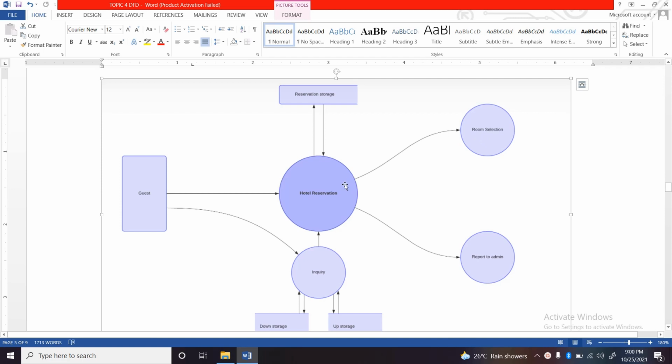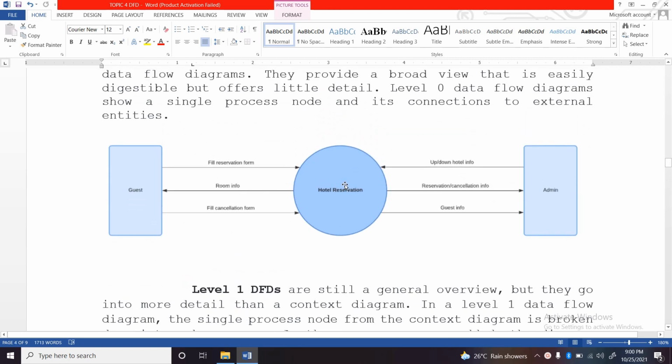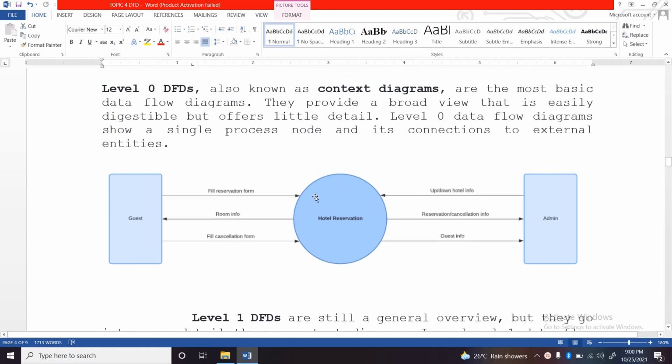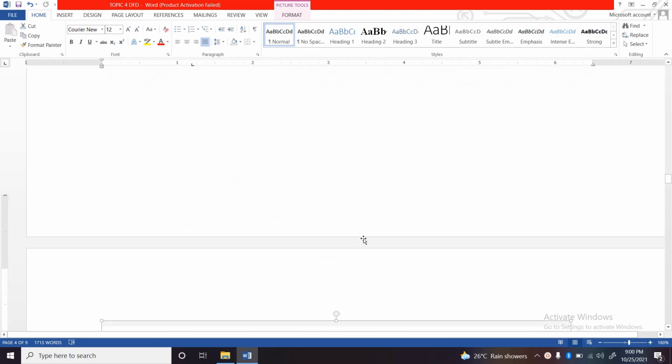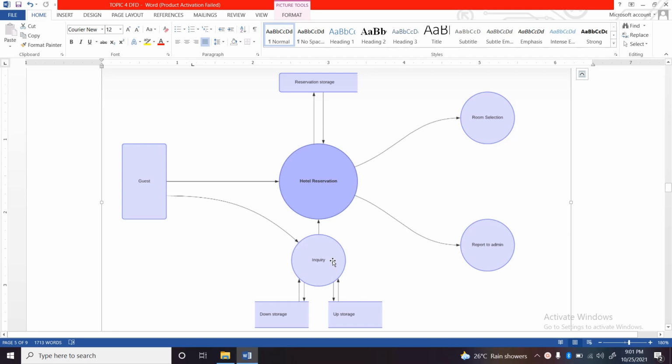That is the difference between our level 0 and level 1. On our level 0, only one process is needed. But here on our level 1, we can break down the hotel reservation process into different sub-processes. So, what are the different sub-processes? We have room selection, we have report to admin, and we also have inquiry. So, take note that in having the level 1 data flow diagram, as the processes are added, as you can see, we have room selection, report to admin, and inquiry.